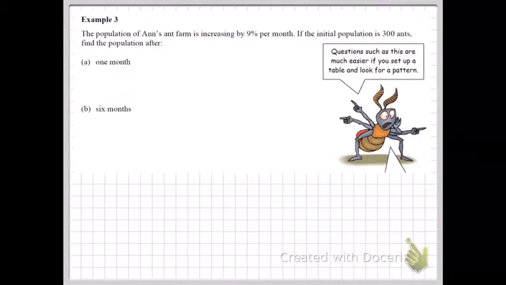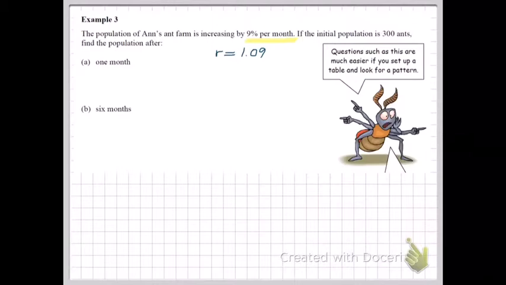In example 3, the population of Anne's ant farm is increasing by 9% per month. If the initial population is 300 ants, we need to find the population after 1 month and after 6 months. Alright, so this is a percentage increase question, and what we're aiming to do here is find the rate of increase. So I'm jumping straight to the answer. The rate is 1.09. Effectively, that's just 100% plus another 9% written as a decimal.